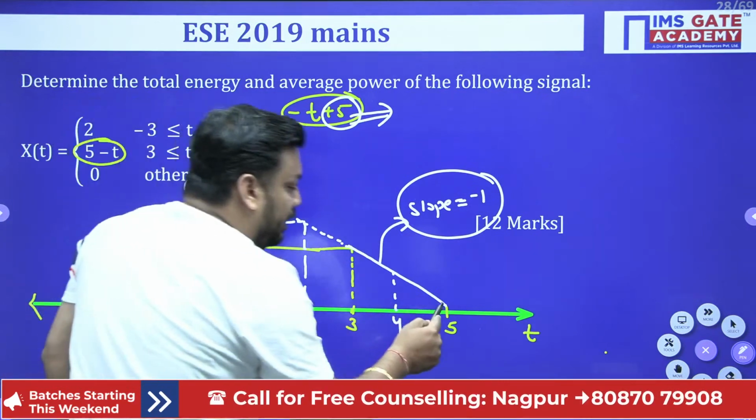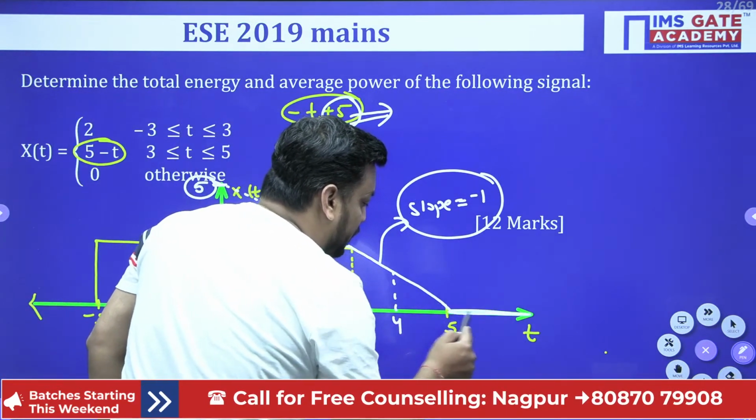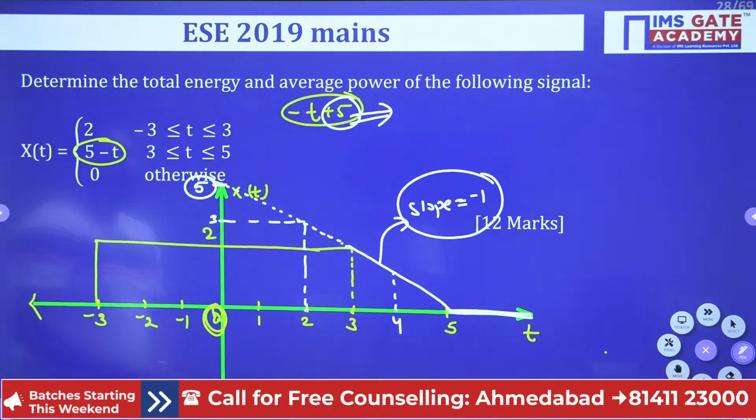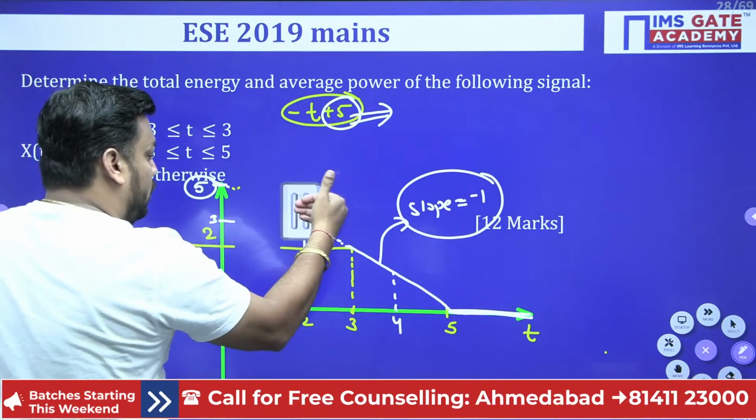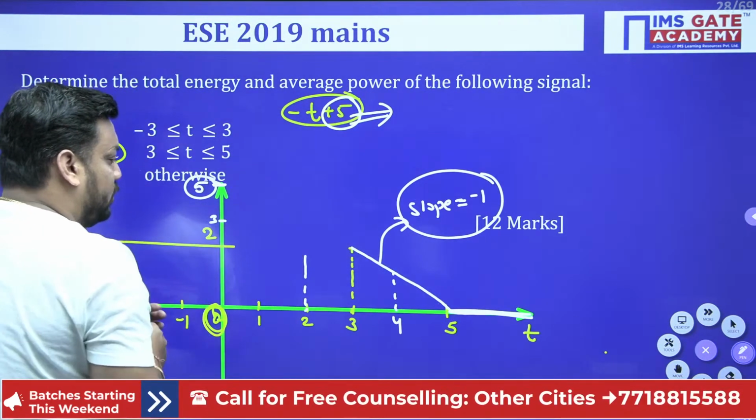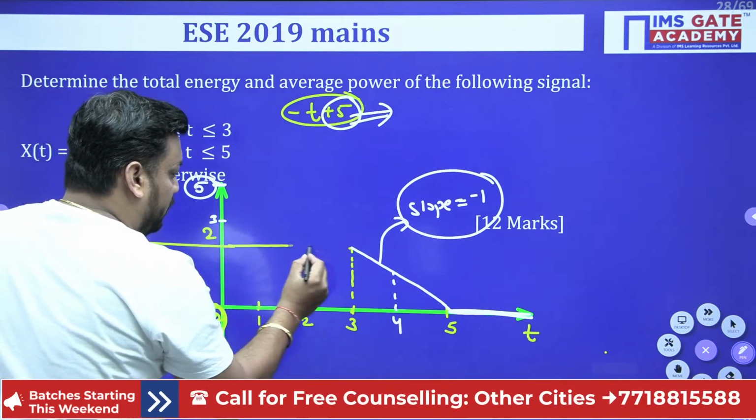Otherwise 0. It means after 5 it will remain 0 only. Yes or no, guys? Yes. Now you should focus on your actual curve. This is your actual curve. You just focus on the actual curve.